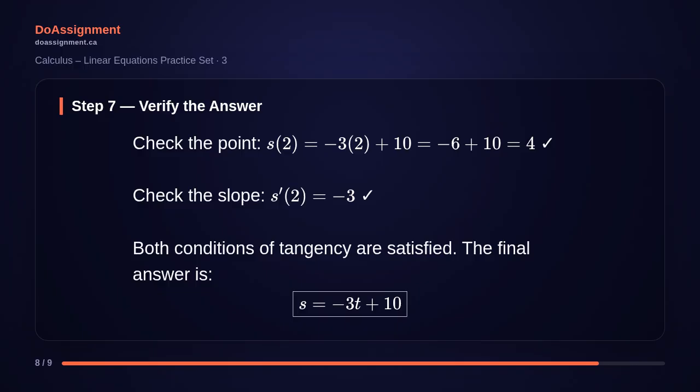To verify, we substitute t equals 2 into the tangent line. Negative 3 times 2 plus 10 equals 4, which matches the point on the curve, and the slope is negative 3, matching the derivative. Both conditions check out. The tangent line is s equals negative 3t plus 10.